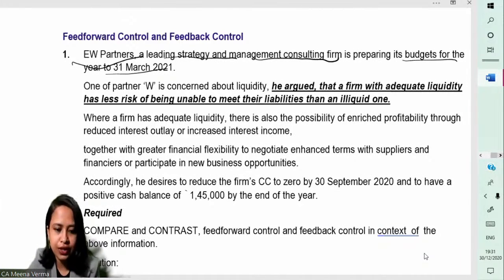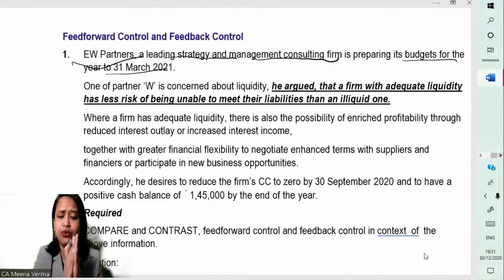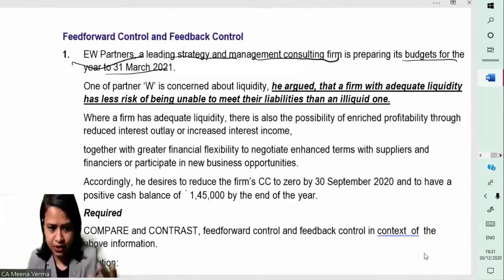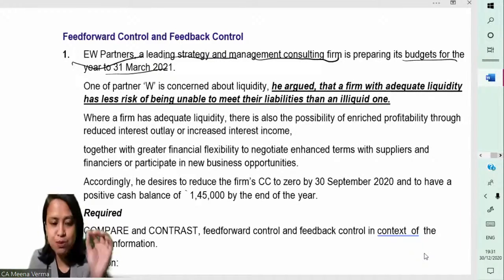Okay, for year 2021. Remember, the first session is for traditional budgeting and the second session is for beyond budgeting. It means we will study the new concepts and why we should go beyond what we have studied in budgeting. Okay. Now, this question: EW Partner, a leading strategy and management consulting firm, is preparing its budget for the year ending 31st March 2021.